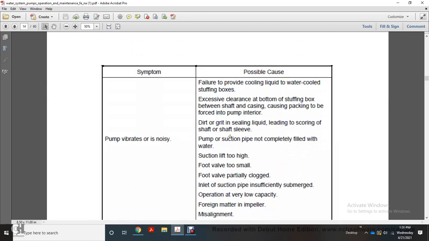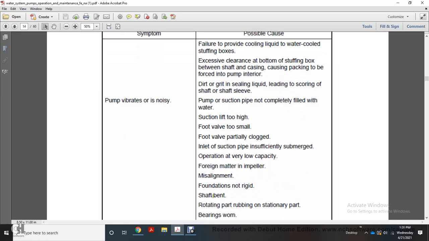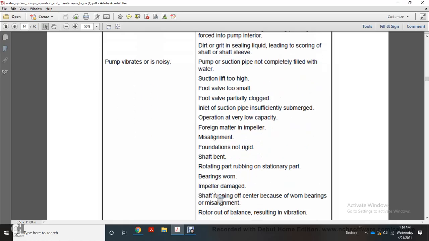Pump vibrates or is noisy. Pump suction is not completely filled with water. Suction lift is too high. Foot valve too small. Foot valve partially clogged. Inlet suction line insufficiently submerged. Operation at very low capacity. Damaged impeller. Misalignment. Foundations are not rigid. Shaft bent.